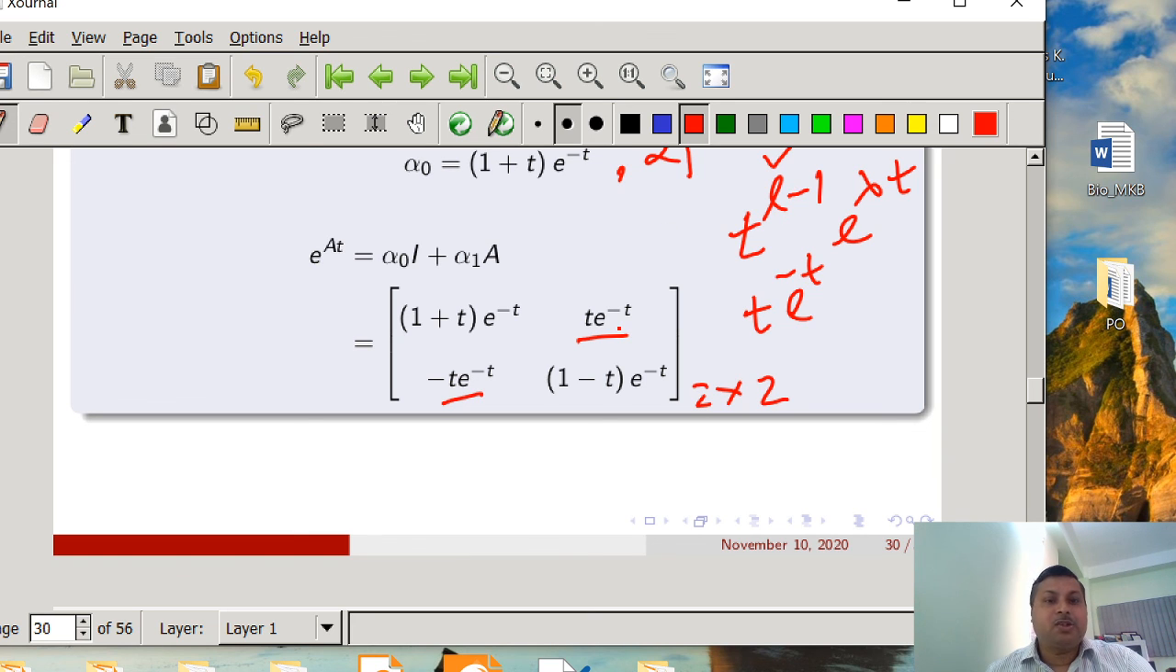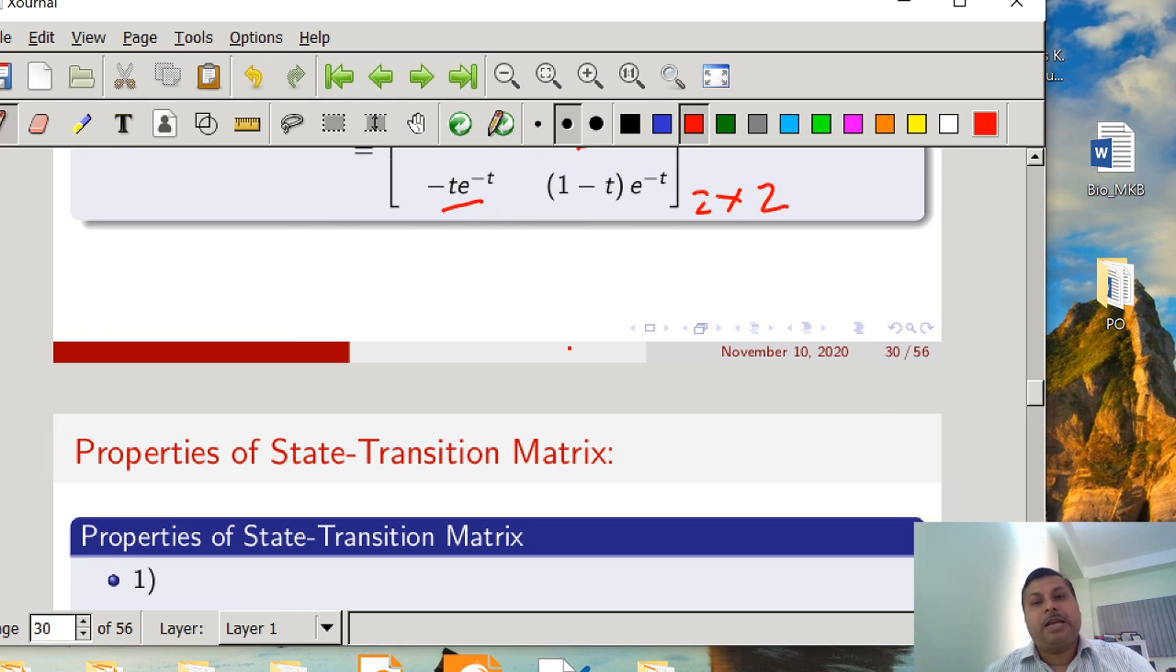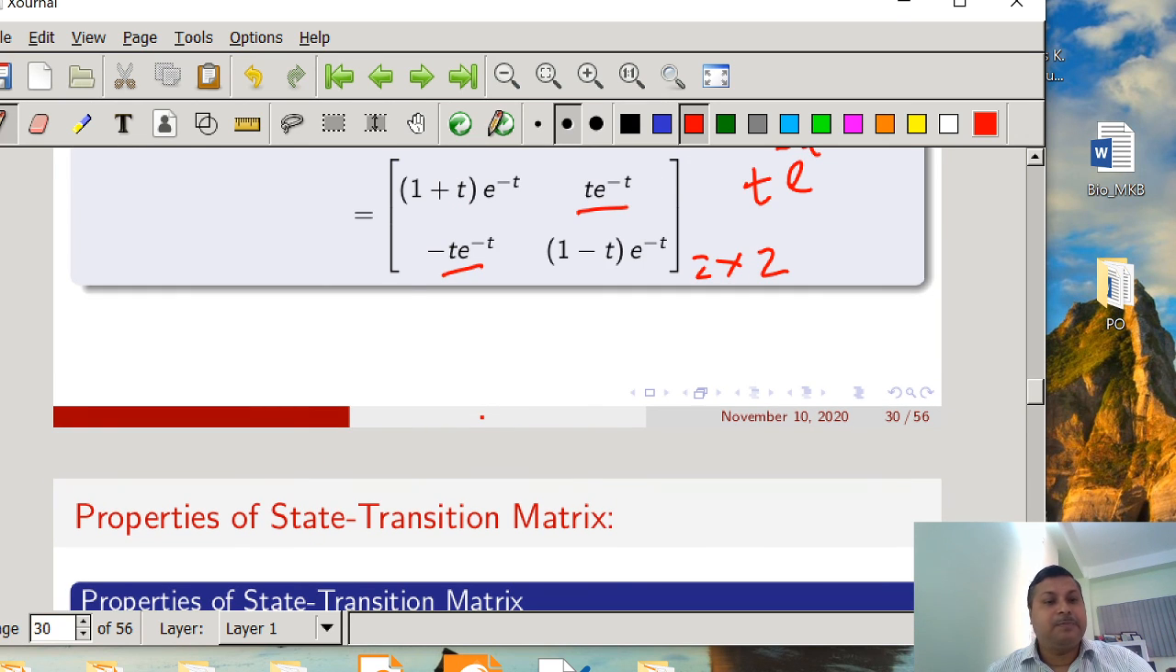So I will stop here, and in the next class I will come with the properties of the state transition matrix, because these properties will also help you to compute e to the power At, and we will also discuss the rest of the things, that is how to compute the solution of a non-homogeneous state equation.